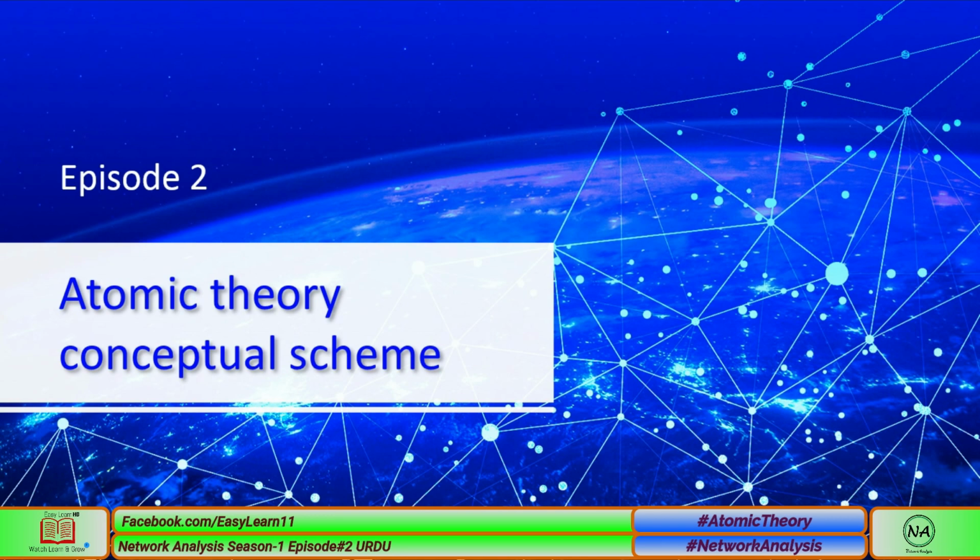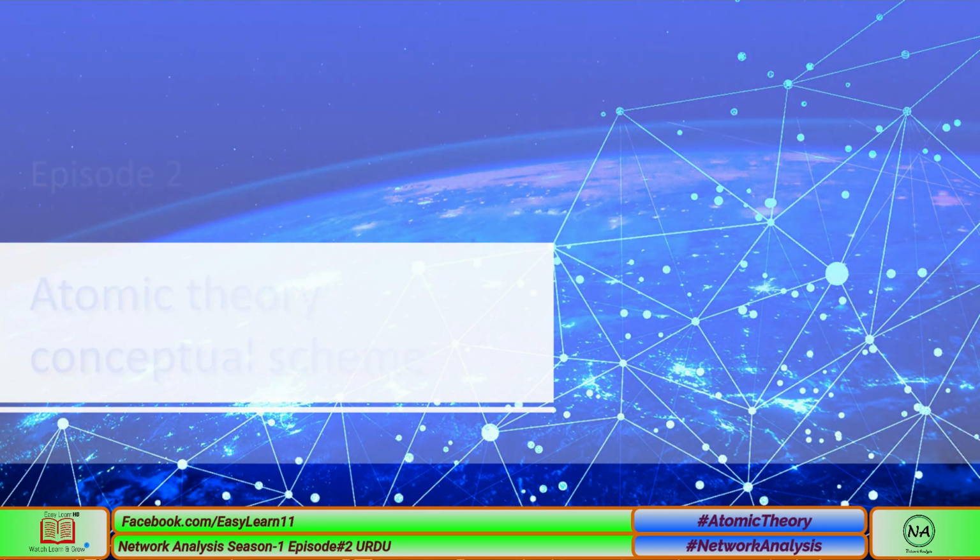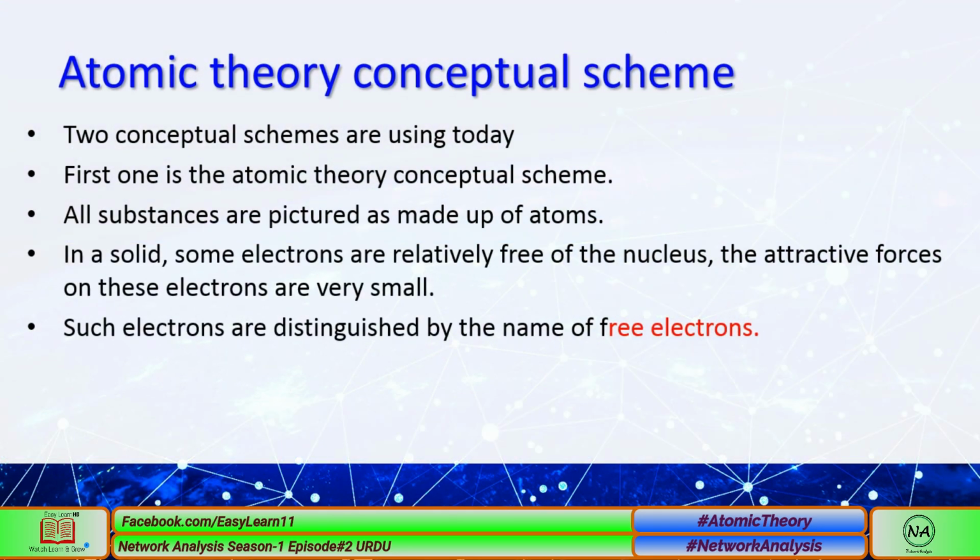Here we are going to resume our discussion from the previous section about atomic theory. Remember, there are two conceptual schemes in use in the present day. We are focusing on two basic conceptual schemes that are the base of network electrical theories, and the first one is the atomic theory conceptual scheme. We are going to divide the two schemes into two different episodes because explaining each and every step takes time. So let's start with the atomic theory conceptual scheme.